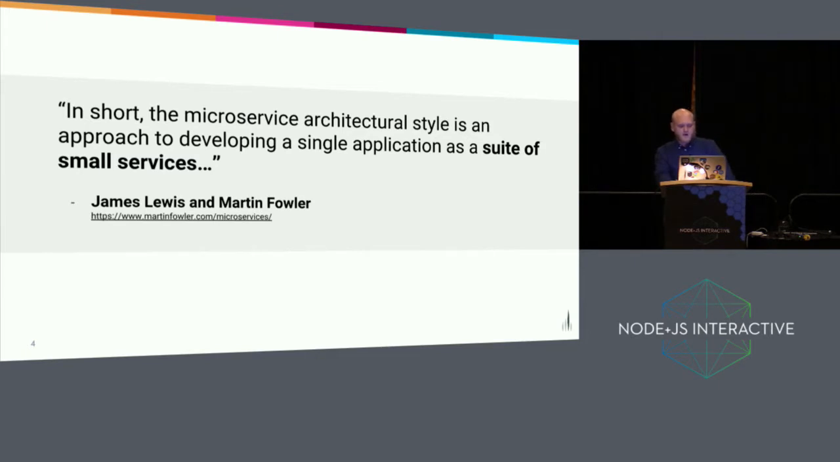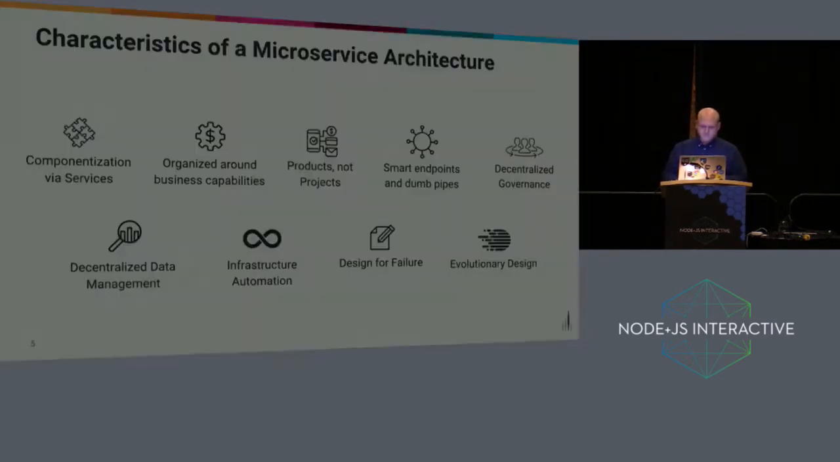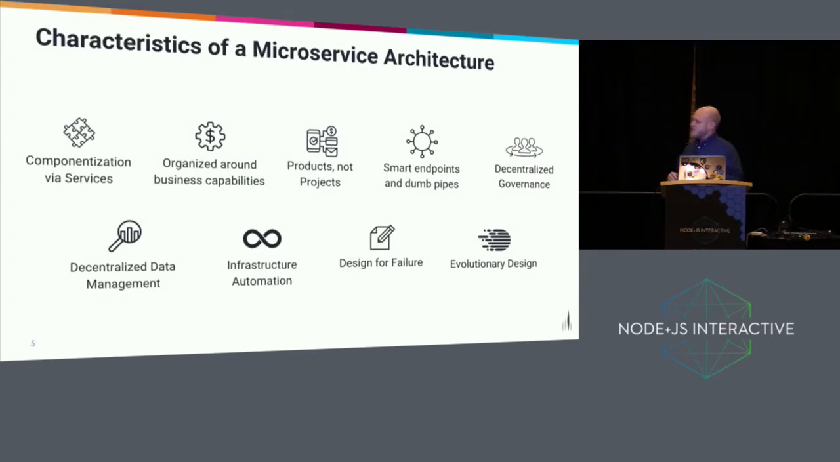James Lewis and Martin Fowler have been some of the main proponents of the microservices software architecture in the last few years. They define it here. It's basically a large application made up of a collection of smaller applications. They also lay out a number of characteristics of typical microservices patterns, but the one we're most concerned with today is going to be designing for failure.